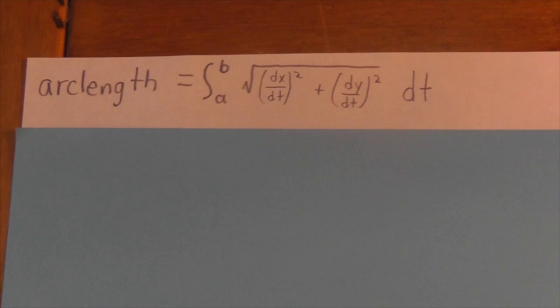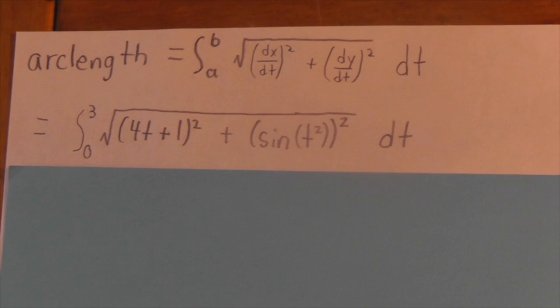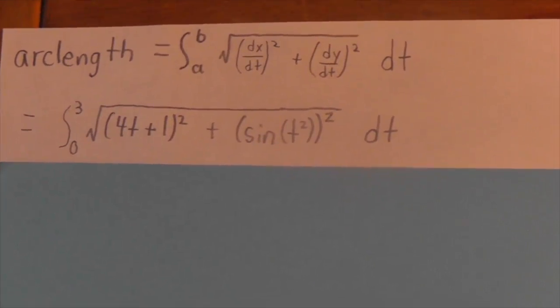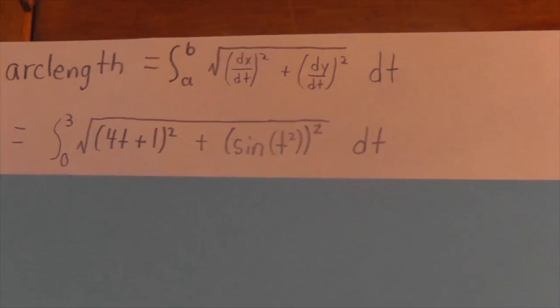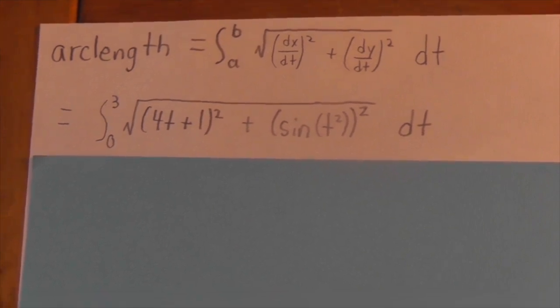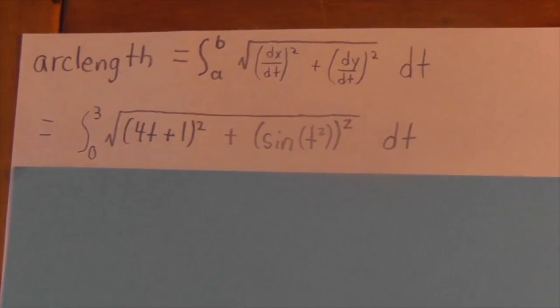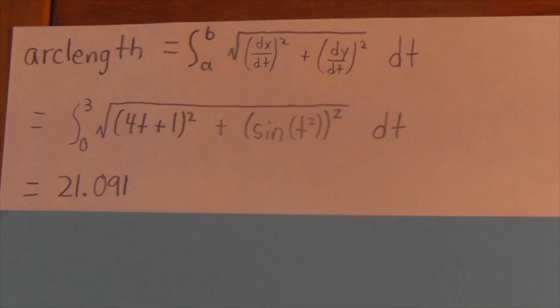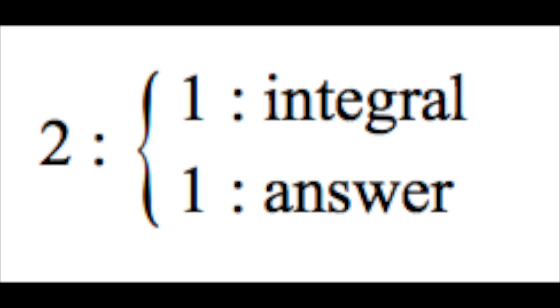Since we are using the times 0 and 3, we can set up our equation as the integral from 0 to 3 of the square root of (4t plus 1) squared plus sine squared of t squared. To find the total distance, we can simply plug this into our calculator. We use Math 9 for TI calculators to find integrals. We'll get a final answer of about 21.091. This part of the FRQ is worth 2 points, one for having the right integral and one for having the right answer.